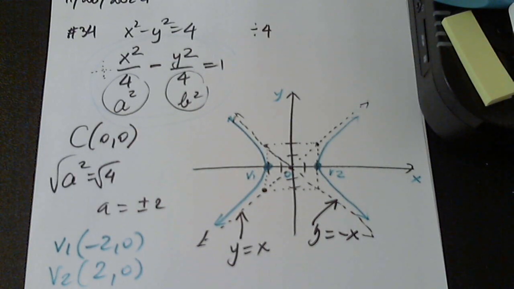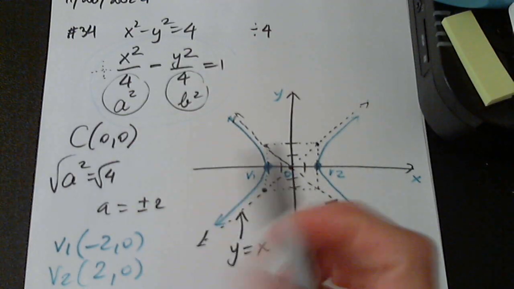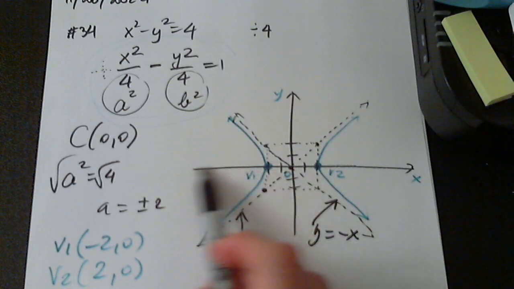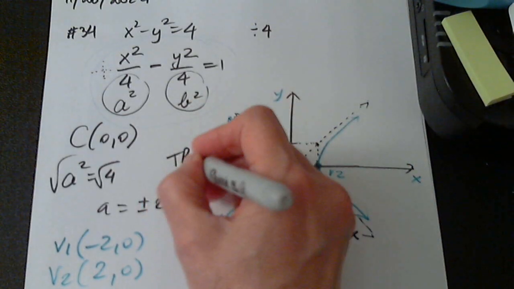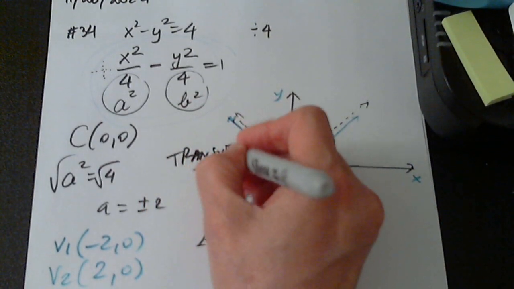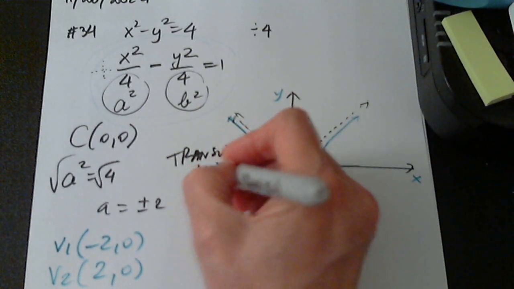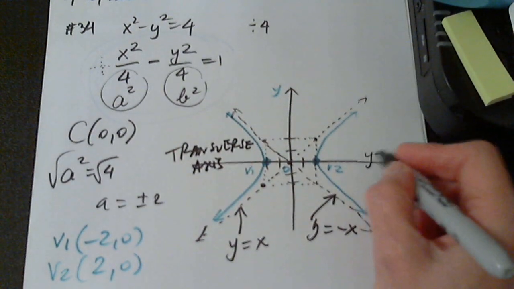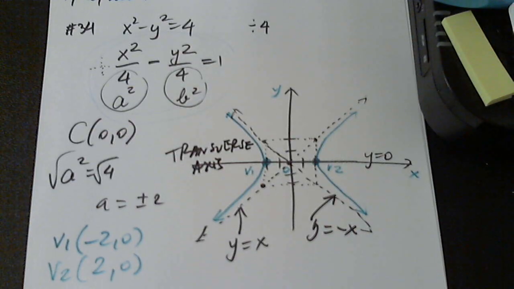What else did they say they wanted? So the transverse axis is horizontal, and it's basically y equals 0. So this axis is called the transverse axis, and it's y equals 0. Okay. The center, we determined that it's 0, 0 at the origin. The vertices, we did that, and the asymptotes we did.